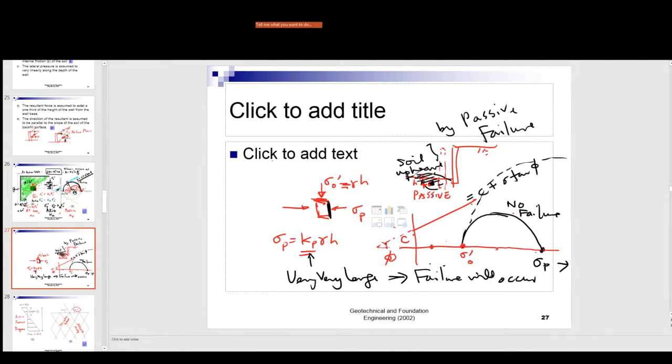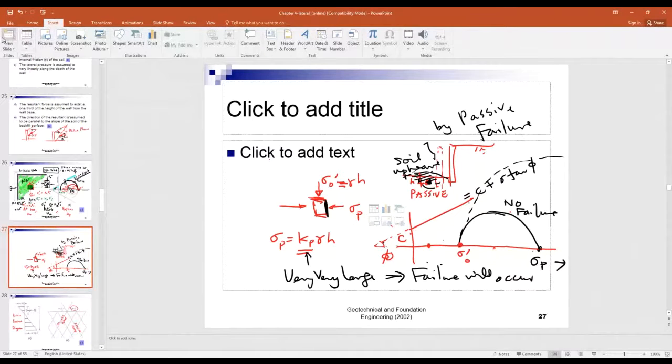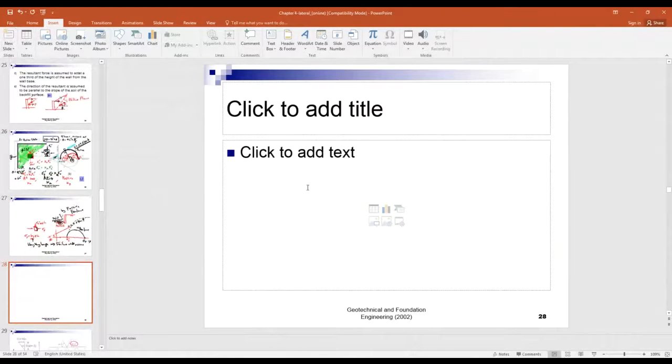Oh, that's good. Now I will talk about a very common incident: why when we are digging a tunnel, the tunnel roof will always fail. It's a very interesting topic. Now I will use the Mohr circle to explain why this failure will occur. Okay, here we go.